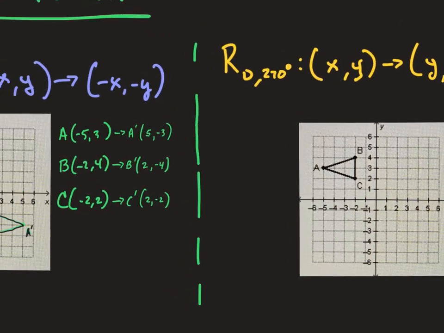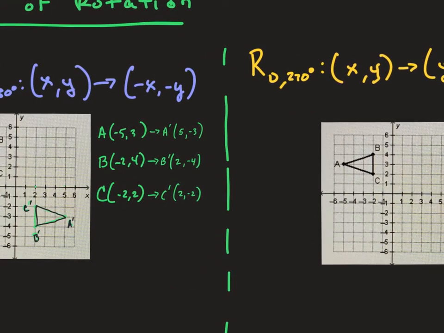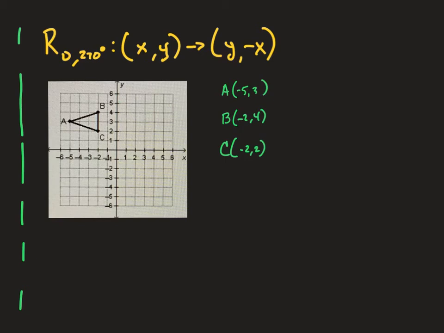Let's see here. I'm going to copy some stuff real quick. Now, as we work on a rotation of 270, it looks like our x value is going to map to y, and our y value is going to map to -x. So that means that for A prime, the x value is going to be the old y value. The old y value was 3. And then the new y value is going to be -x. Well, I had -5, so the opposite of that would be 5.